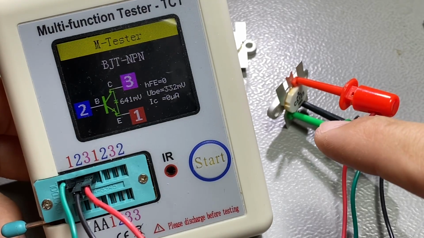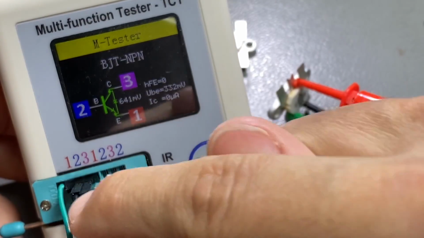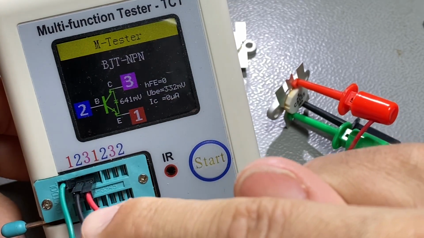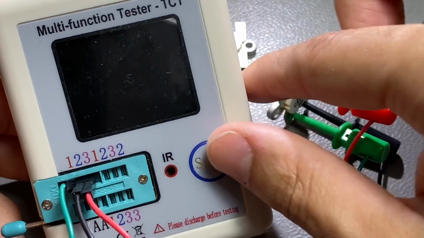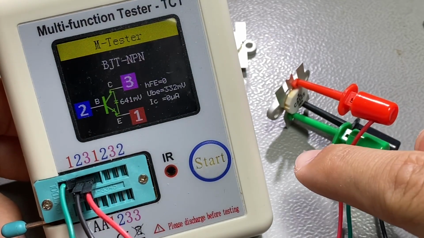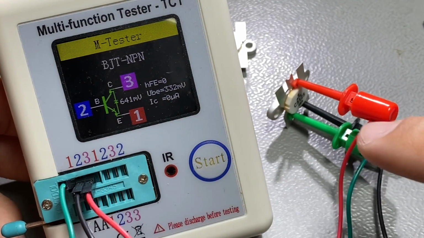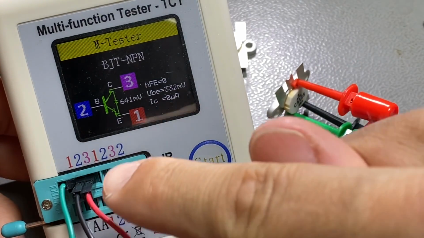Sorry, not the red. Yeah, the red here, which means the green actually. So the number one, oops. So the number one is the emitter, which is correct. The number two is the base, which is the black, correct. And the number three goes on the collector, correct.